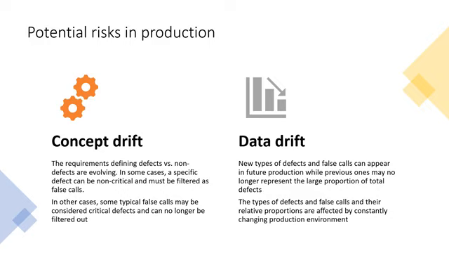And our potential risk in production that we have to realize, the first one relates to concept drift. The idea here is that the requirements that define defects versus non-defects are constantly changing. So in some cases, certain defects were considered non-critical in the past, and now they are critical defects, so they cannot be filtered out. And the opposite is true. So some non-critical defects have now become critical defects.